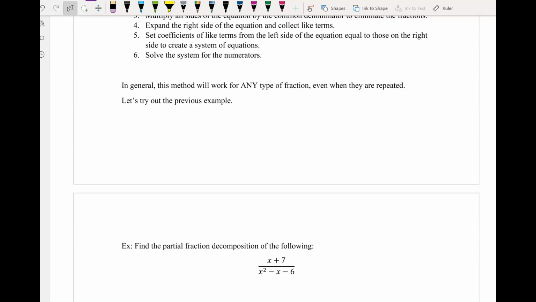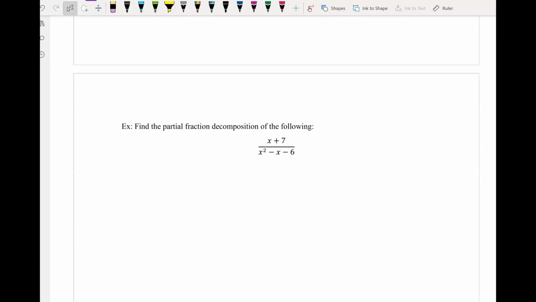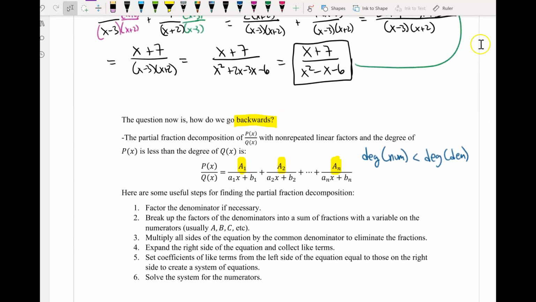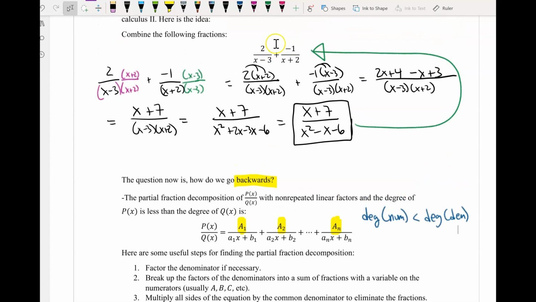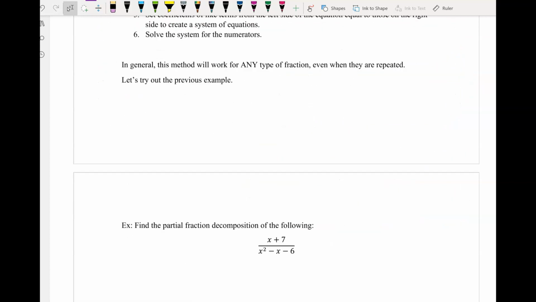So let's try this example right here. We're going to find the partial fraction decomposition of x plus 7 divided by x squared minus x minus 6. You see that this problem is actually the one that we just did: x plus 7 divided by x squared minus x minus 6. And we already know what the answer is. It should be these two fractions. So let's use partial fraction decomposition to break this up and go backwards.